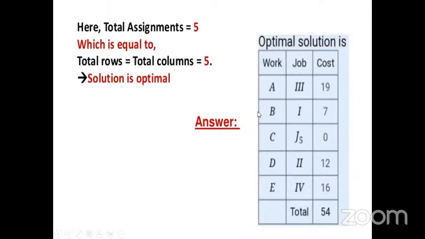Ultimately, you got the answer. The optimal solution is A worker 3 job, B worker 4 job, C worker 5 dummy, D is 2, E is 4, so that the least cost is 54. This solution is an optimal solution.